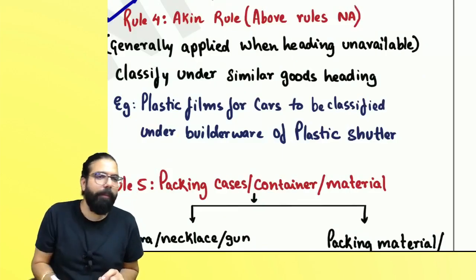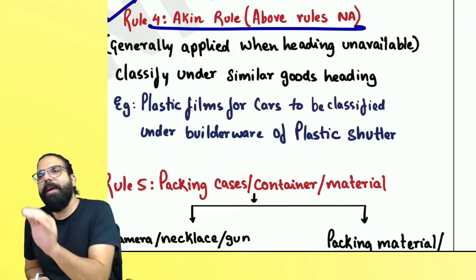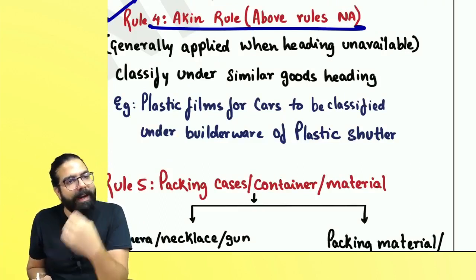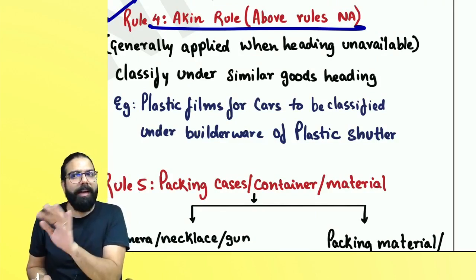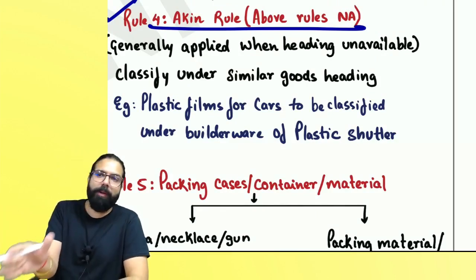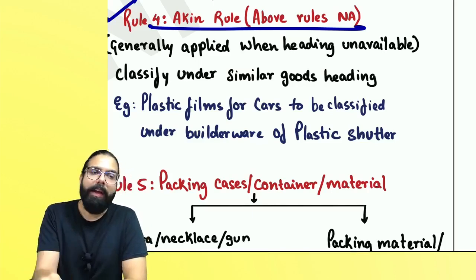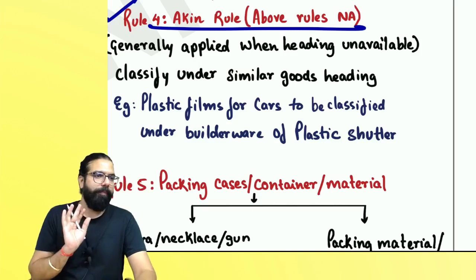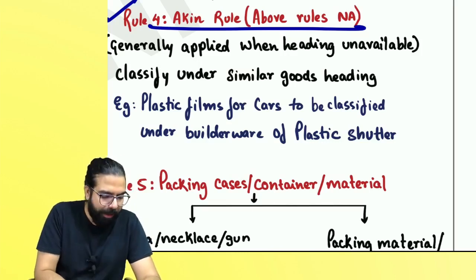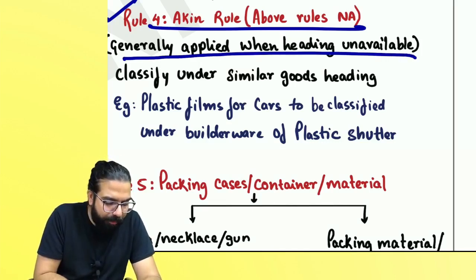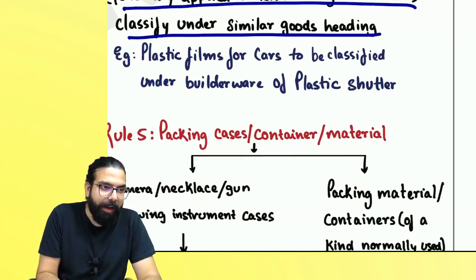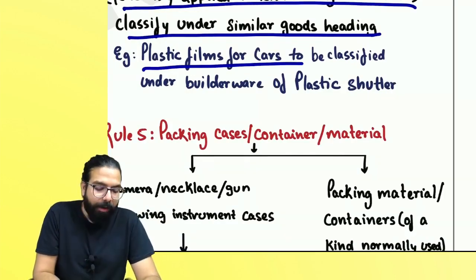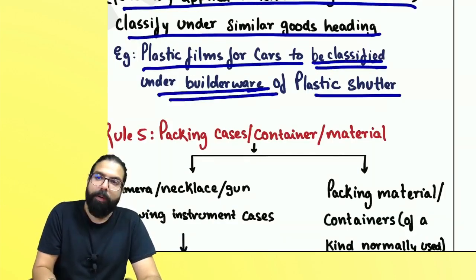The next one over here is rule number 4. Rule number 4 says whenever an item you are not able to classify under any heading, basically there is no heading available, meaning rules 2 and 3 cannot be applied, the heading is simply not there, then classify that item under the similar heading. It is generally applied when a heading is unavailable: classify under the heading of similar goods. For example, plastic film for car being classified under builder wares of plastic.